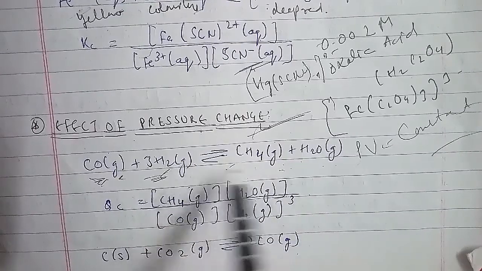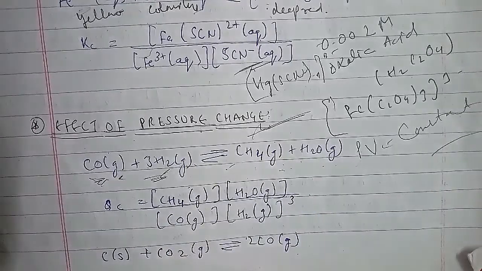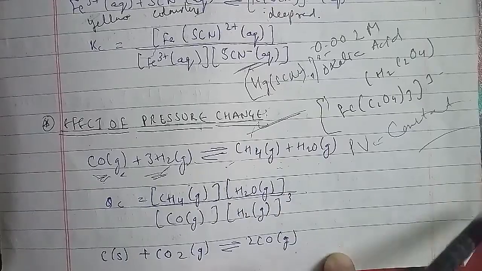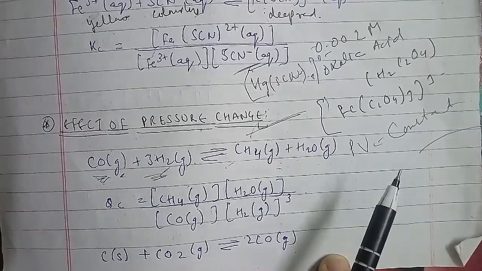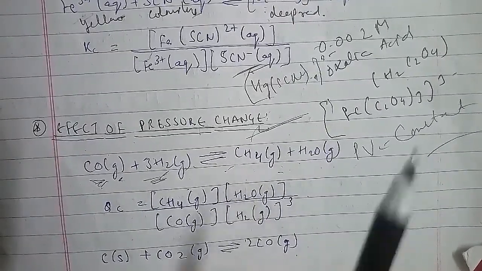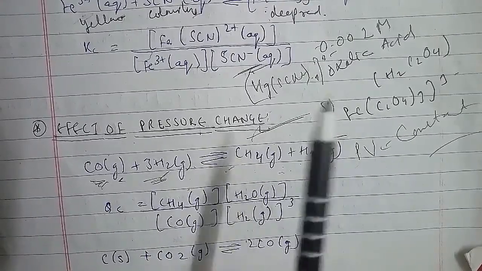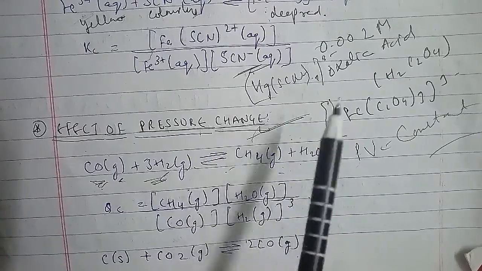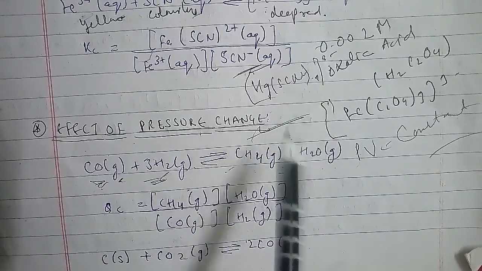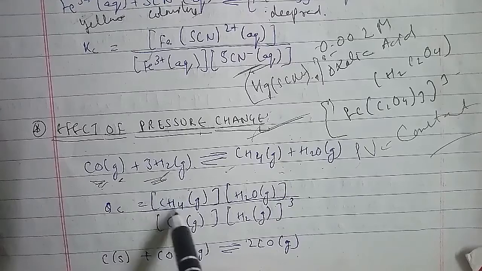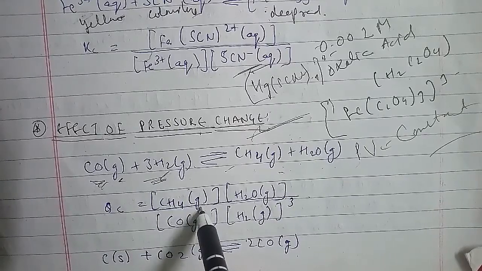In the reaction where we have C, in the form of a solid, plus carbon dioxide gas, that gives us 2 CO, carbon monoxide, and the reverse, 2 CO gives C and carbon dioxide. When the pressure is increased, the reaction goes in the reverse direction, because the number of moles of gases increases in the forward direction.